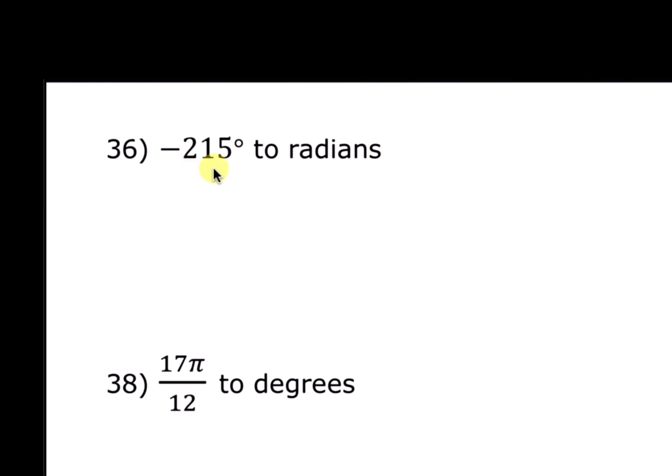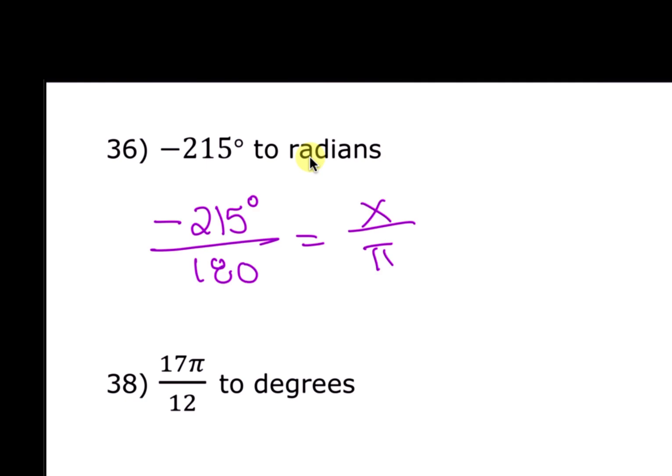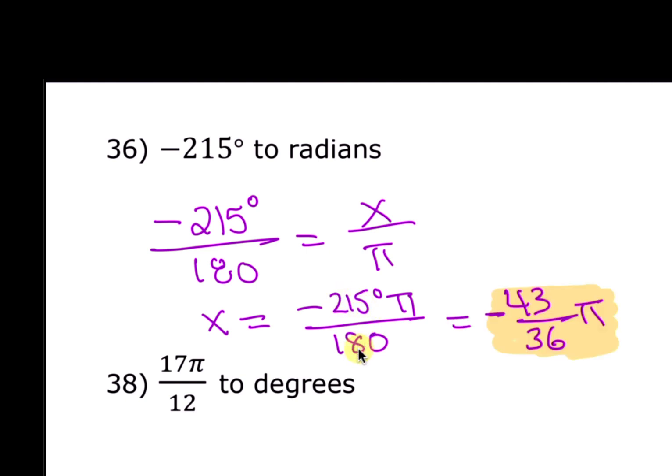Okay, for number 36, we are converting negative 215 degrees into radians. Using the proportion, you take the negative 215 degrees, put it over 180, and that is equal to x radians over the pi. We'll multiply by pi on both sides to get x by itself. So x is negative 215 times pi over 180. And then let's reduce the fraction. The 215 over 180 reduces to 43 over 36. So our answer is negative 43 over 36 times pi.